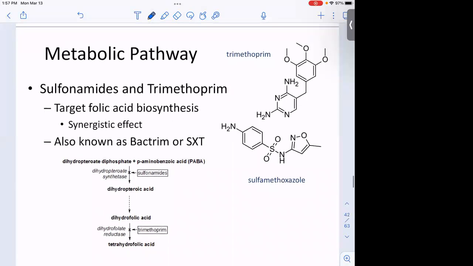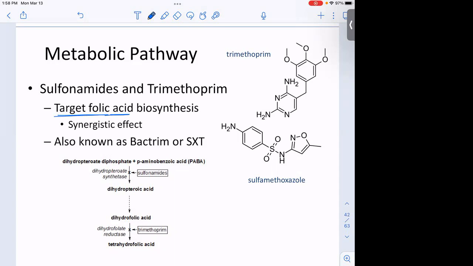Our last antibiotic that I want to talk about are the sulfa drugs. And they are considered metabolic pathway inhibitors. So they inhibit the metabolic pathway that bacteria have that we actually don't have. And that's folic acid, the pathway to synthesize folic acid. So we'll talk about why we need folic acid and why bacteria need folic acid in a minute.